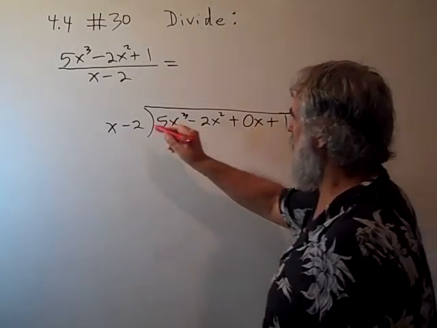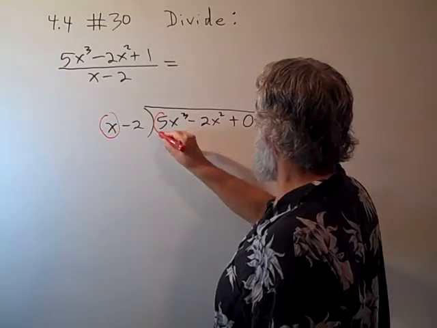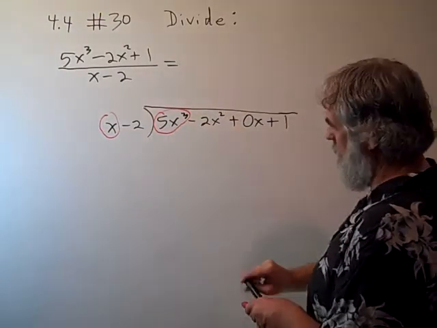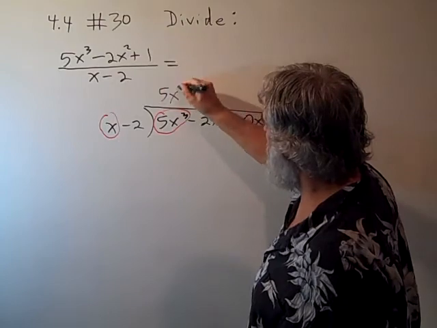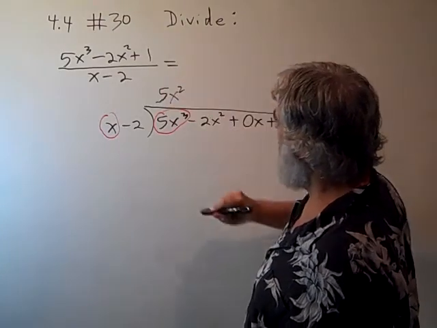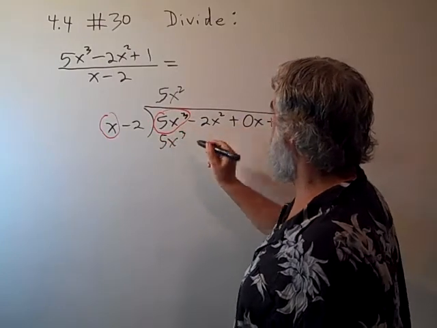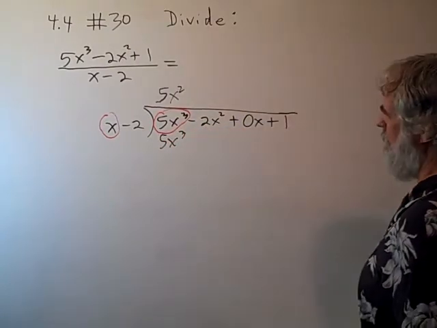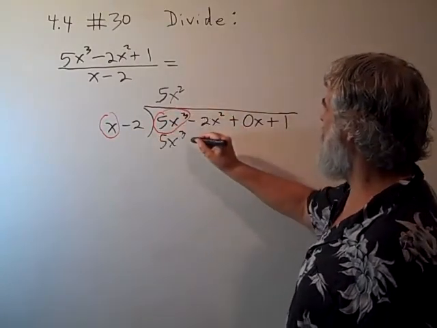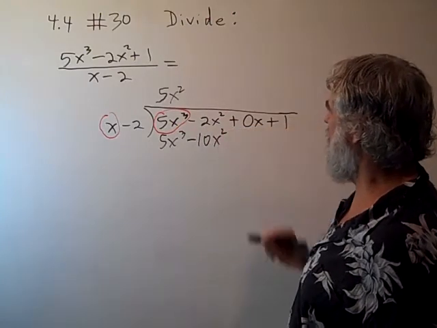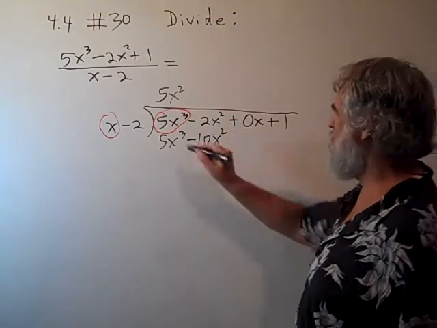So we start by asking how many times does x divide into 5x cubed? It goes in 5x squared times. As you can tell, 5x squared times x is 5x cubed. That shows it was the right thing. 5x squared times negative 2 is negative 10x squared. So then we subtract.